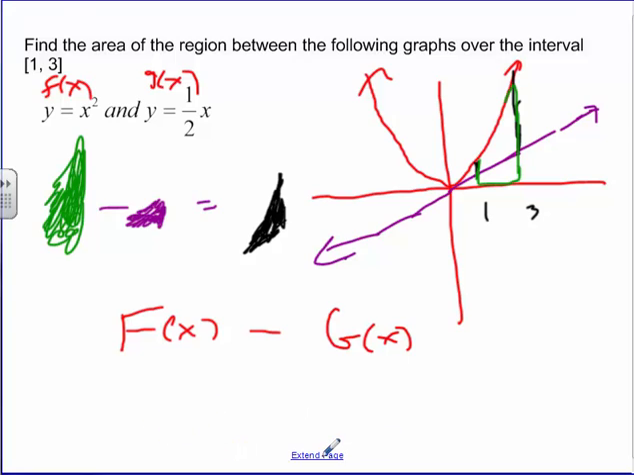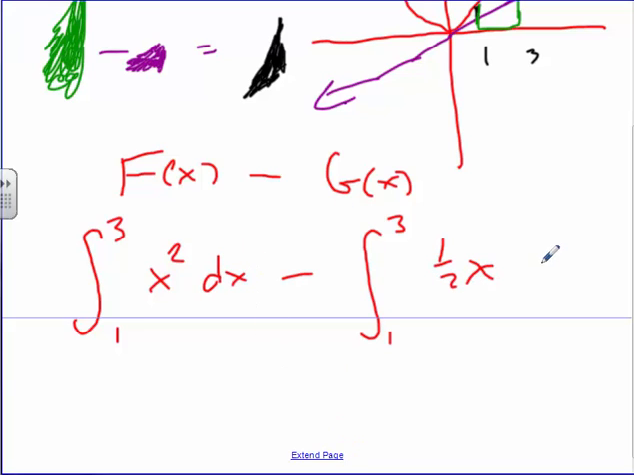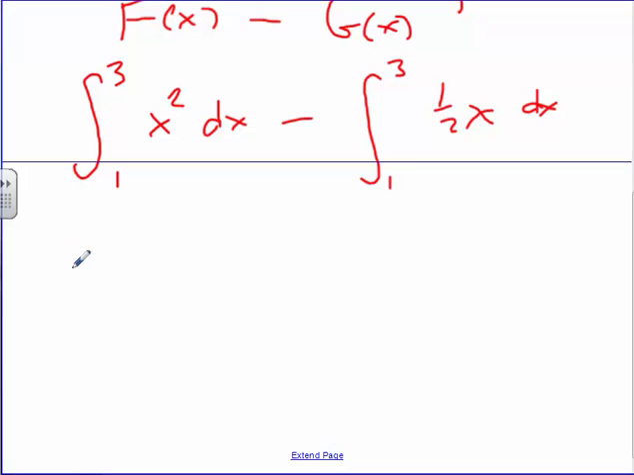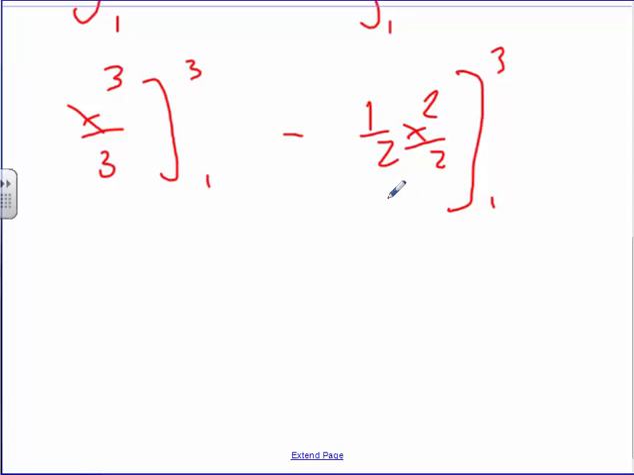Okay, so that's not so bad. Let's just do it one at a time. I want to antiderive from 1 to 3 x squared. And then when I'm done, I want to antiderive also from 1 to 3, 1/2 of x. And in both of these cases, my variable is x. X squared becomes x cubed over 3 from 1 to 3. And 1/2 x becomes 1/2 x squared over another 2 from 1 to 3. Which I could really rearrange and just make this x squared over 4.